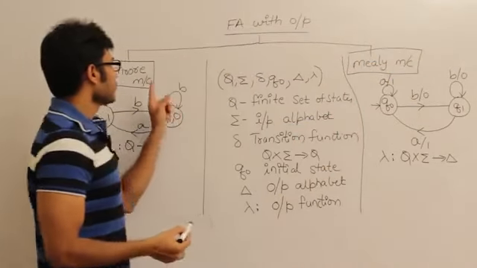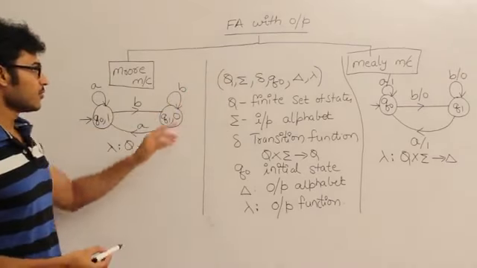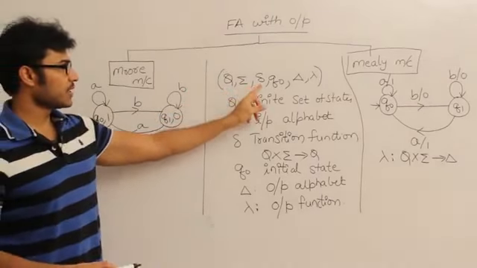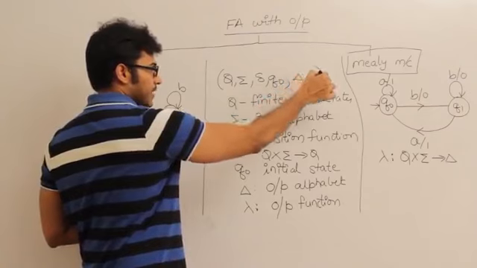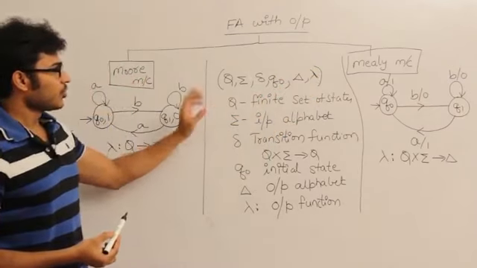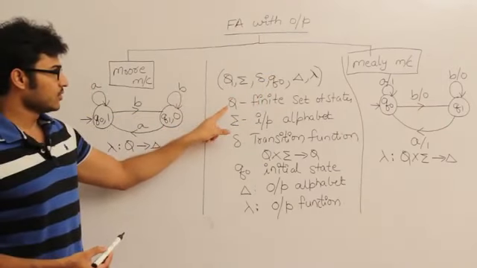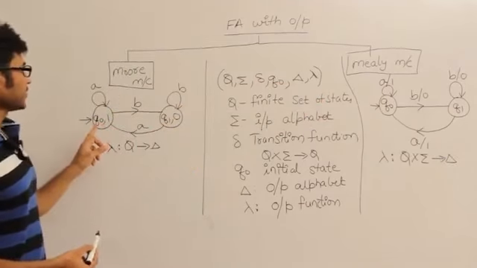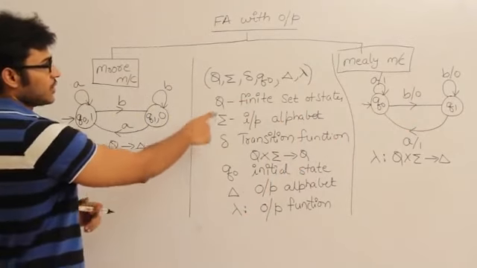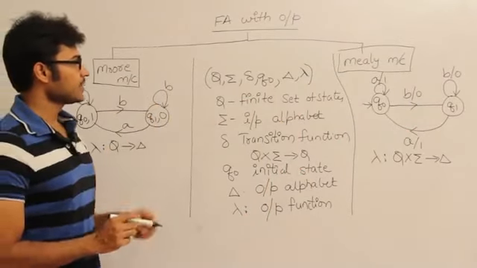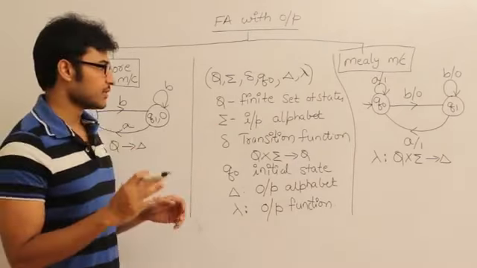So in order to discuss Moore machine as well as Mealy machine, we are going to see the common part of them. Both of them can be represented by Q, sigma, delta, Q naught, capital delta and lambda. Both of them can be characterized using these values. Q is the finite set of states, like Q0, Q1, and so on. Sigma is the input alphabet, same as we have seen before.